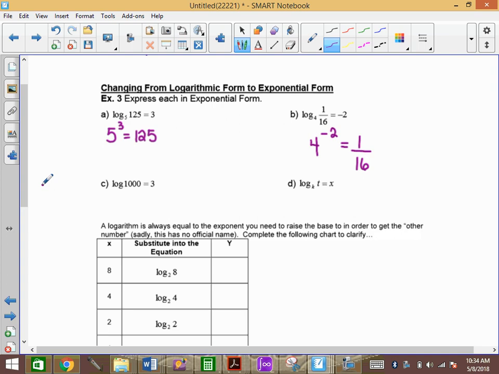So in this case, it doesn't have a base. So you'd be like, imaginary base to the 3 equals 1,000, which makes no sense, right? So when it doesn't have a base, I instantly go in and put a 10 so that I remember to use it. So it's going to be 10 to the 3 equals 1,000, which is true. 10 to the 3 does equal 1,000. And then D is K to the X equals T.